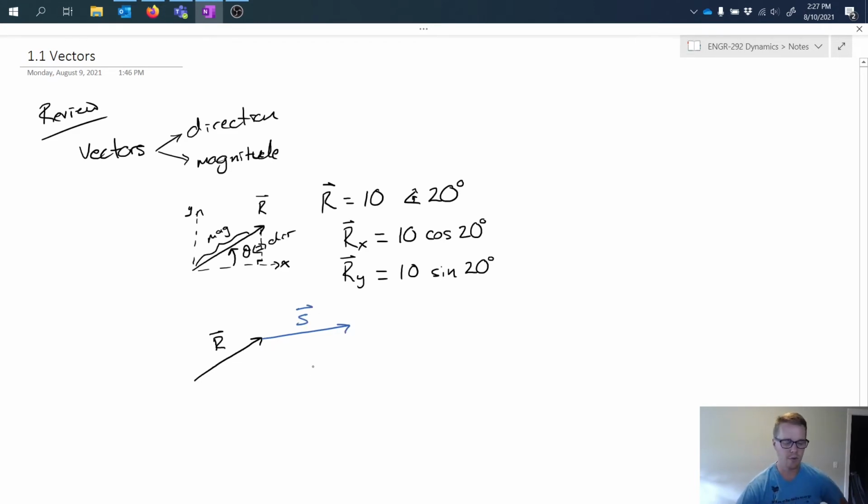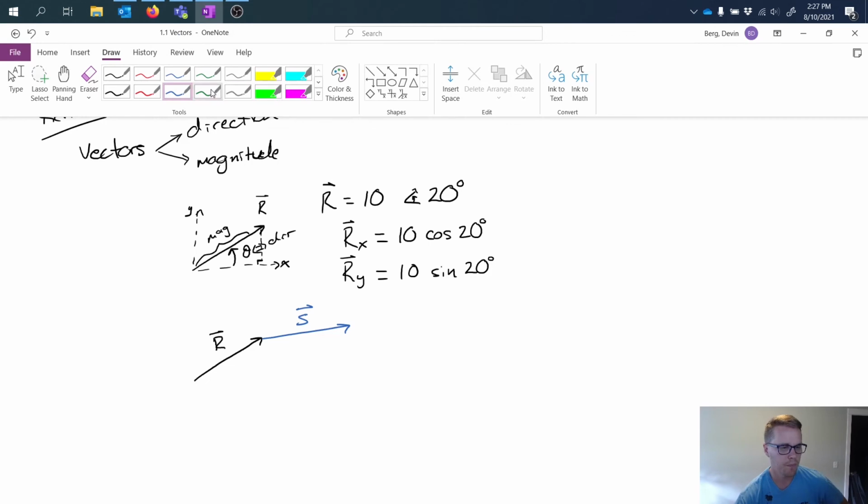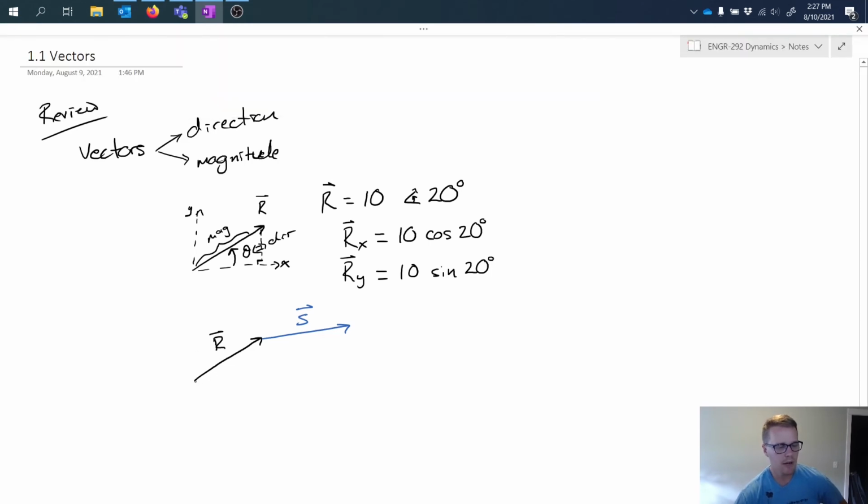So now I have these two vectors, and I want to figure out what the resultant of these two vectors is. If I add two vectors, I get the resultant, and the resultant is going to be the vector that goes from the tail of r all the way to the head of s. So let's call this resultant A. I'm arbitrarily, again, picking that to represent addition. And I would say that A is equal to the vector addition of R plus S. So I have these two vectors being added together.